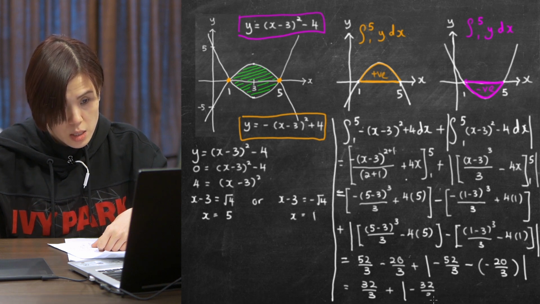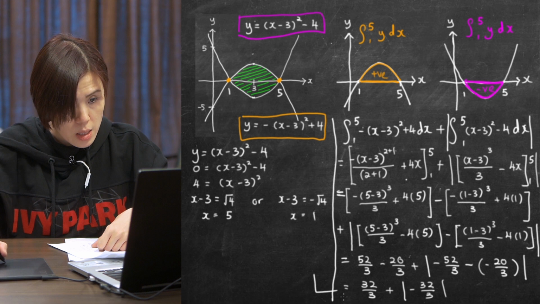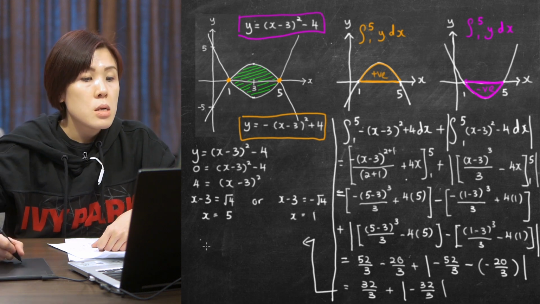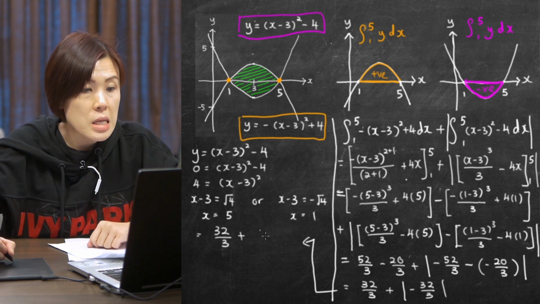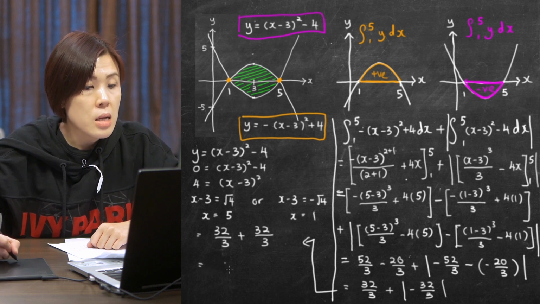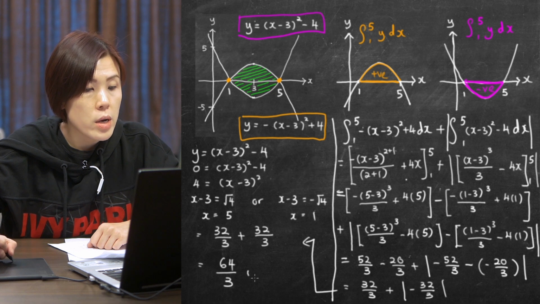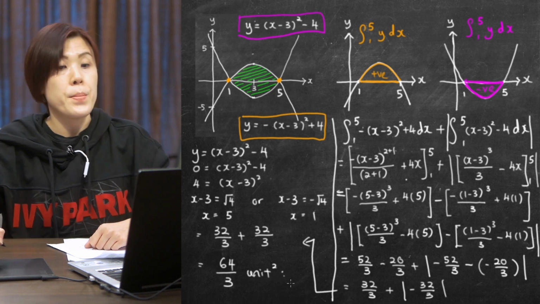So let me write down the next step here. 32/3 plus, since we know that for the modulus we have to remove the negative, in the end the answer is 64/3 square units. This is the answer to this diagram.